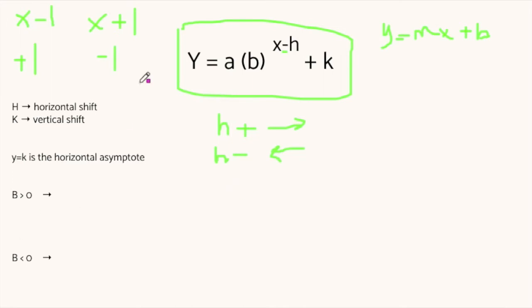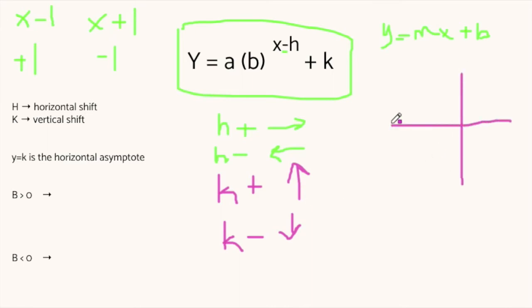The second is the k. k is going to give us our vertical shifts. If k is positive, that means our graph is going to move up. If k is negative, our graph is going to move down. k is also, in this case, our horizontal asymptote. An asymptote is a line that your graph is going to get close to but never touch. For example, if our k is 2, our horizontal asymptote is going to be y equals 2. And if y equals 2 is right here, our exponential function is going to get close to it but never touch it. It's going to go to infinity.